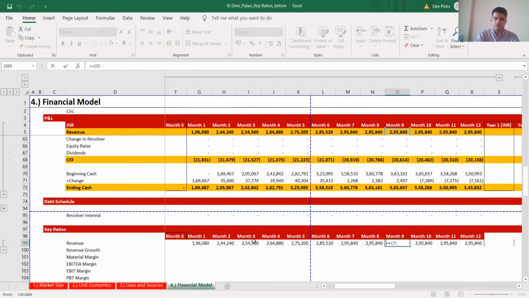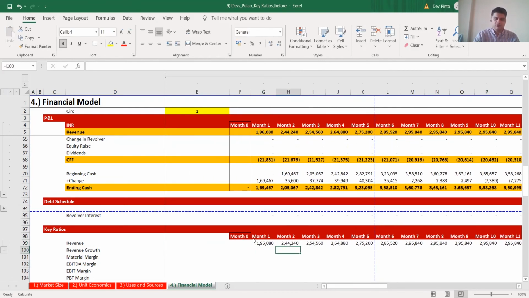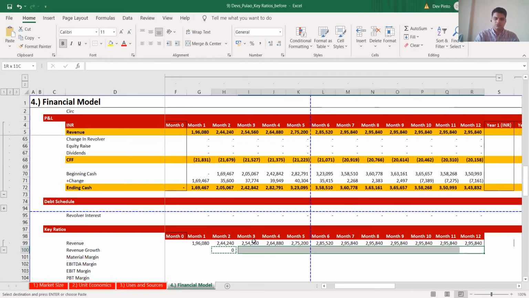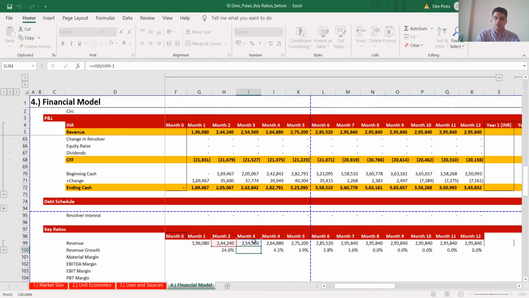Revenue of this much. Let's compute revenue growth, right? So what is revenue growth? 1 divided by 2 minus 1. How much is that? The first month, the revenue grows by 24%, then 4.2, 4.1, 3.9, 3.8, and then it goes to 0. Why does it go to 0?